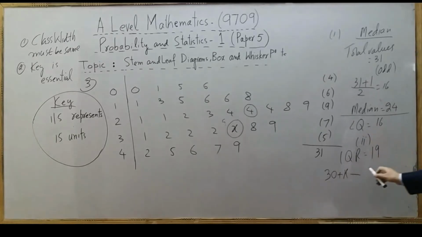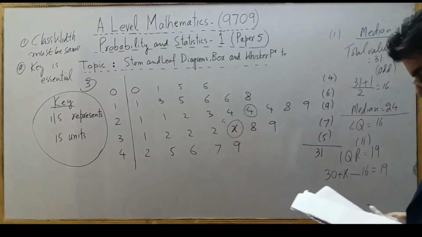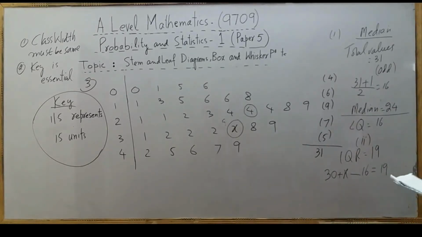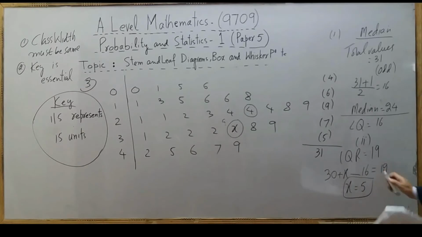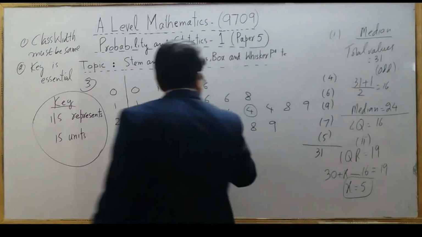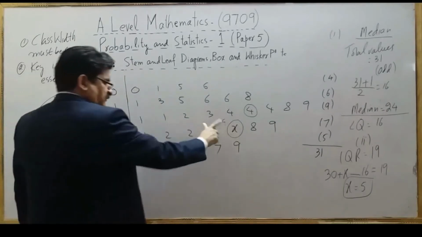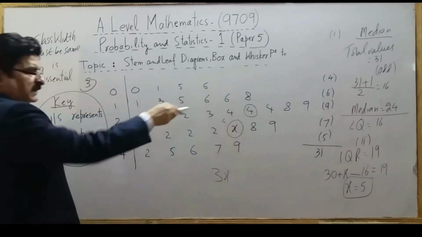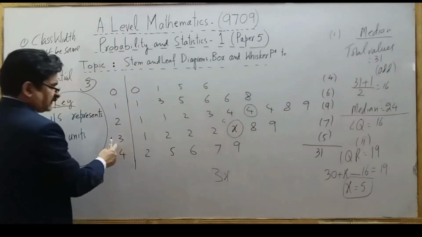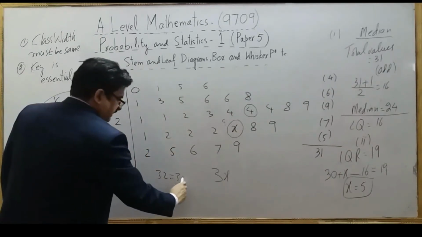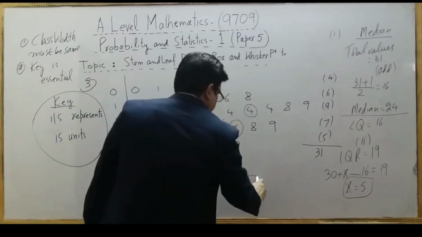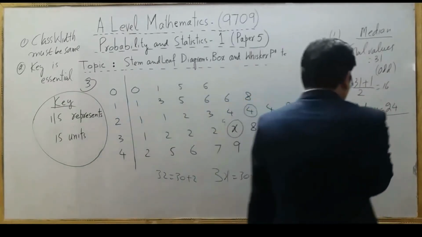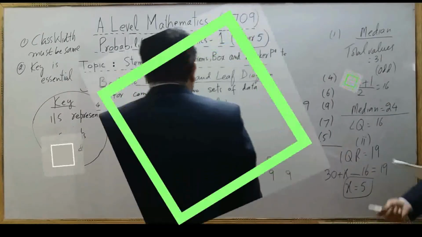So minus the lower quartile 16, and this is equal to 19. Now if you simplify it, you will get the value of x to be 5. Now understand that x is a digit, so the usual multiplication meaning of 3x does not apply here. For example, if you have the value 32, I can write it as 30 plus 2. So the 3x value is actually 30 plus x. So 30 plus x minus 16 equals 19, so x is equal to 5.